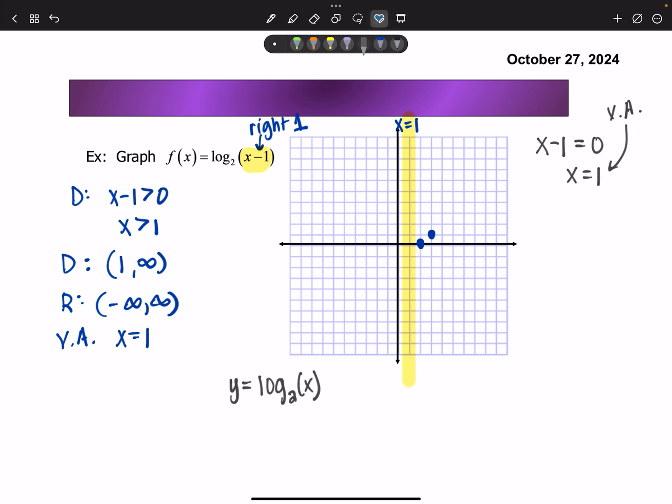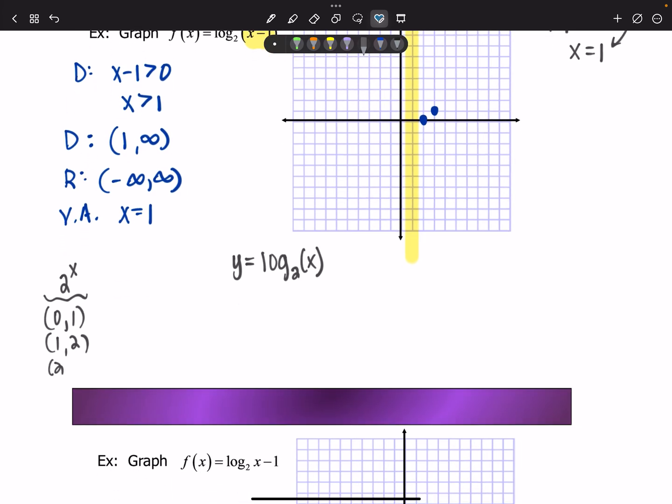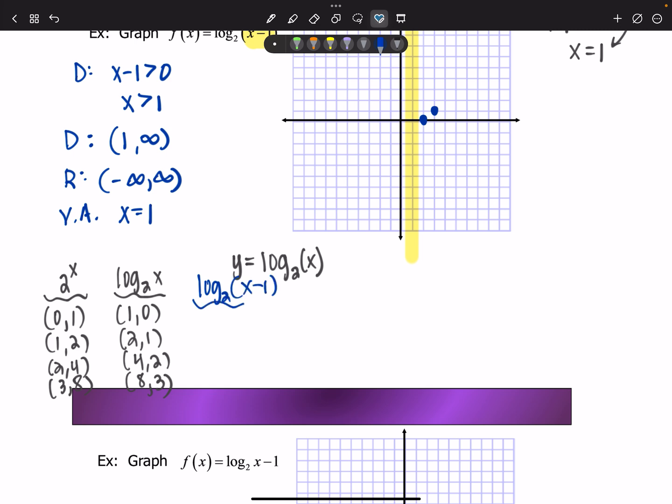So let me show you what I'm doing. Here's 2 to the x. 0, 1, 1, 2, 2, 4, 3, 8. I'm reversing them for log base 2 of x. 1, 0, 2, 1, 4, 2, 8, 3. And then when we go right 1, which is log base 2 of (x minus 1), I get 2, 0, 3, 1, 5, 2, and 9, 3.